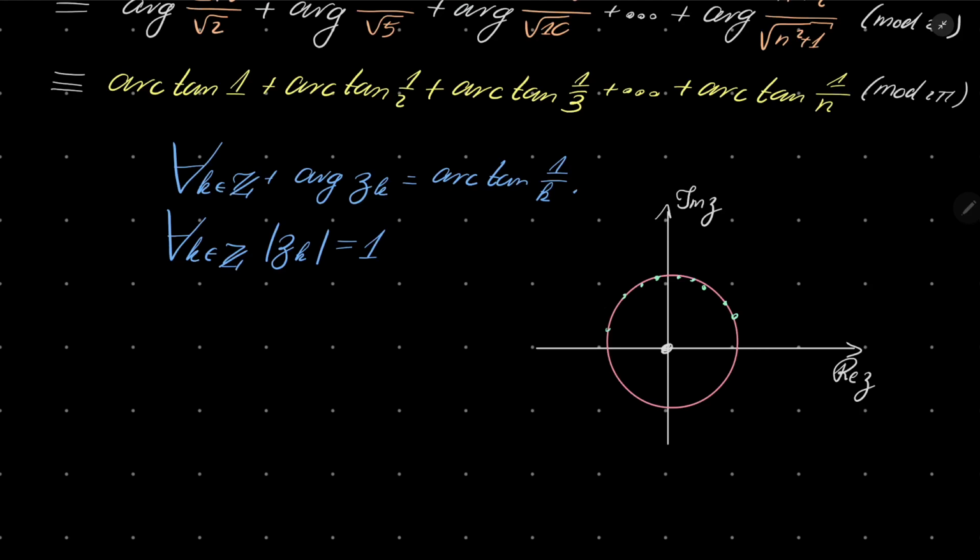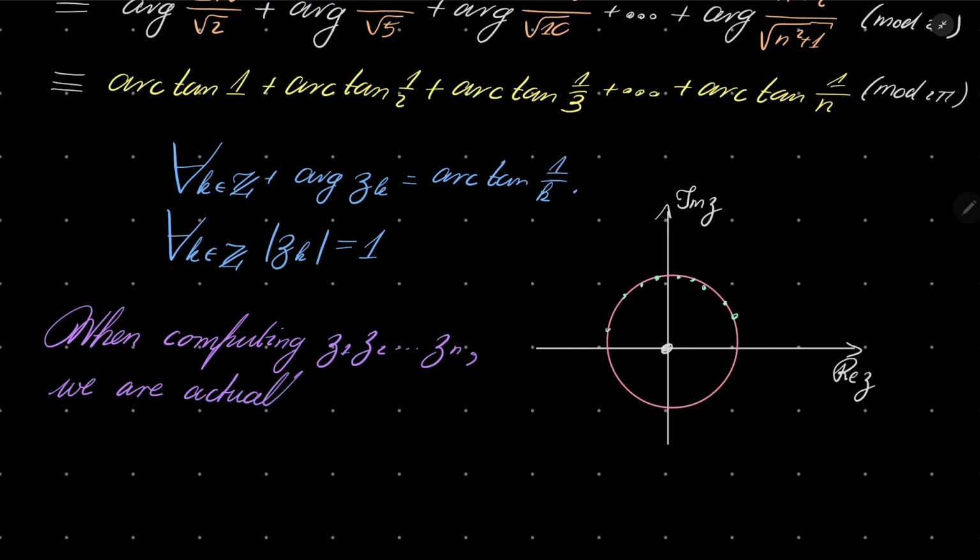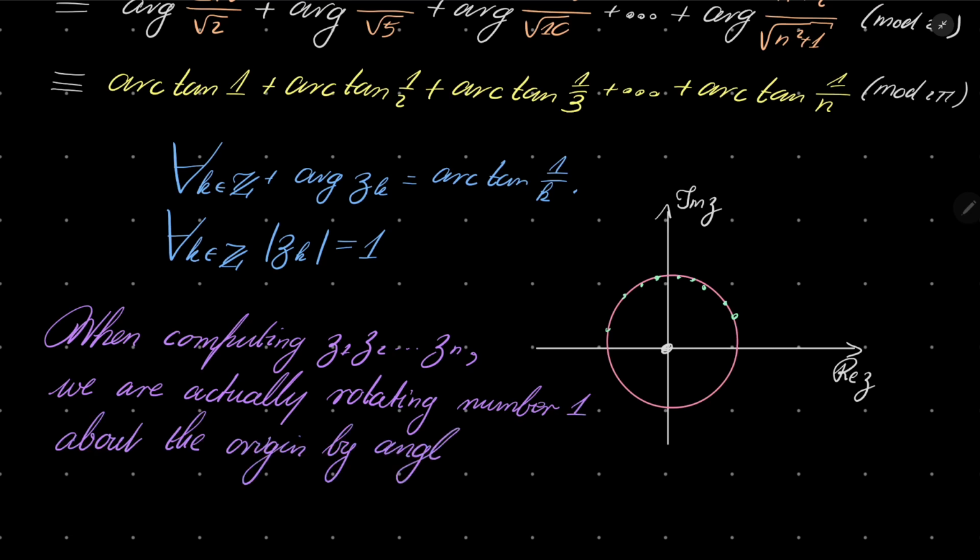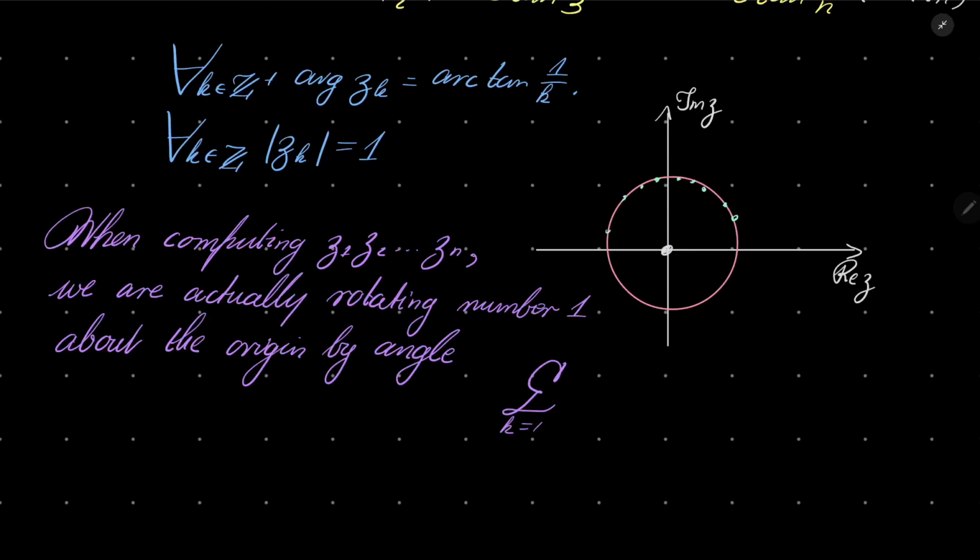So we'll make infinitely many revolutions around the origin. Maybe let's write it: when computing the product z1, z2, and so on, zn, we are actually rotating the number one about the origin by an angle. By what angle? By the angle given by the sum from k equals 1 to n of arctangent of 1 over k.